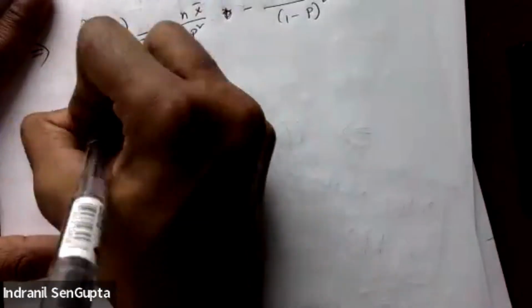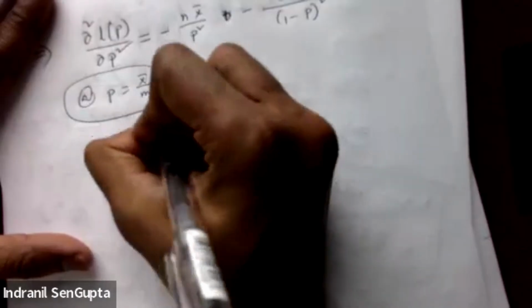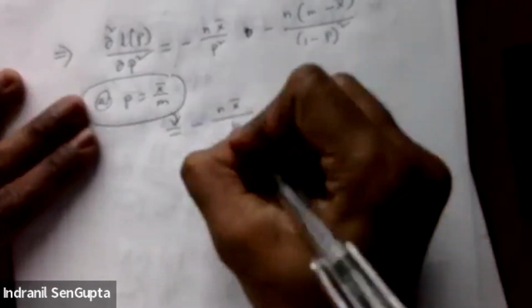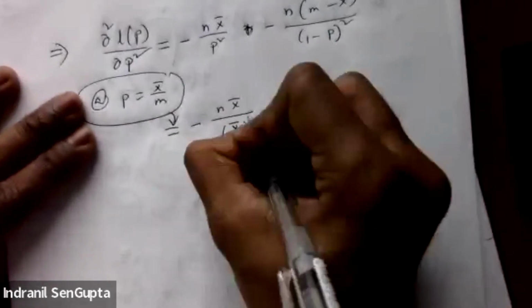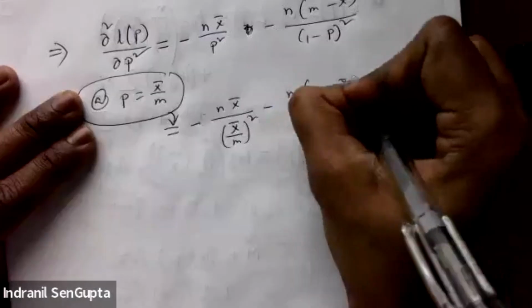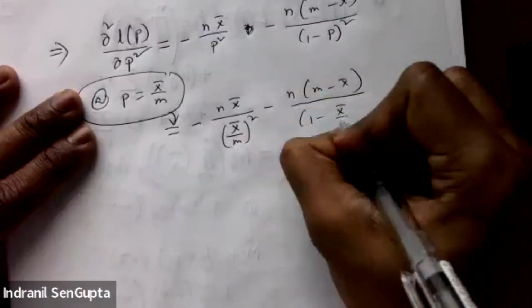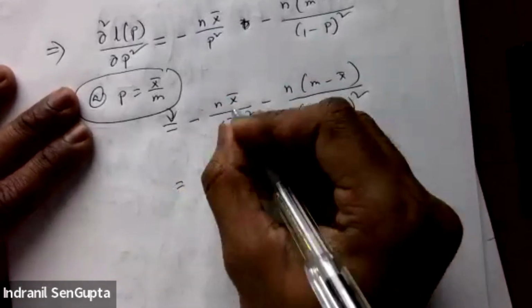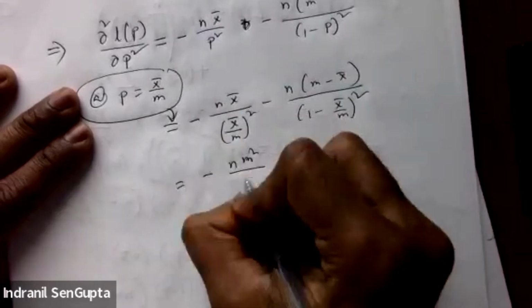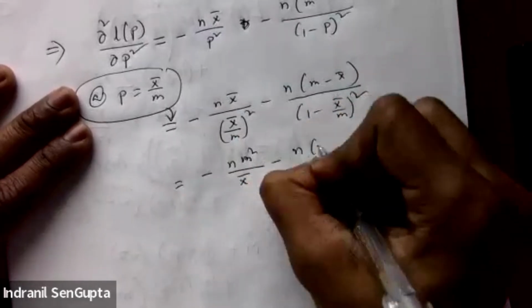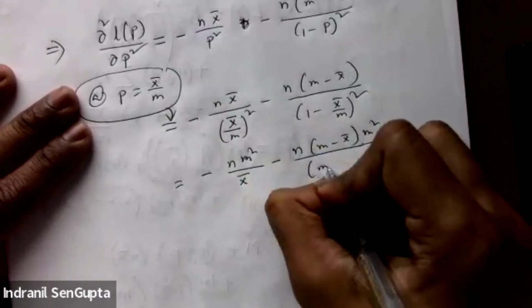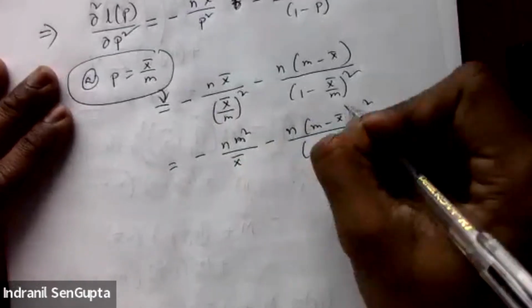So at the point P equals x bar over m, this becomes minus n x bar over x bar over m squared, minus n times m minus x bar over 1 minus x bar over m squared, which is, so the x bars cancel, so it's minus n m squared over x bar minus n m minus x bar. There's m squared coming up, and then here it's m minus x bar squared.